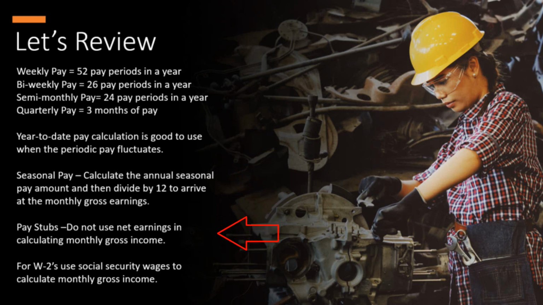Turning to pay stubs, Virginia child support laws require you to use total earnings, and not net earnings, in calculating monthly gross income, and for W-2s, use Social Security wages to calculate monthly gross income, because Social Security wages include both taxable and non-taxable income.